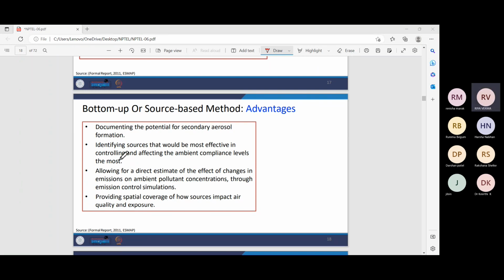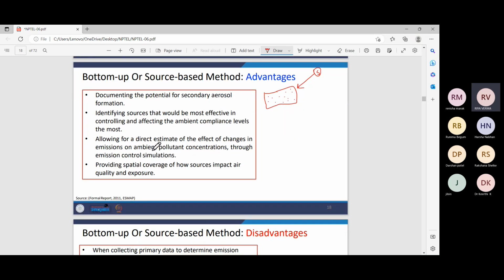And also it provides us some spatial coverage of how sources impact the air quality and exposure. Basically, we will have the level of pollutants at different points. For example, if we have this area, we'll have, at different points, the potential sources. We'll be able to identify that. So if a source is present here, for this source, what will be the level of impact at different locations, we'll be able to identify that. This is termed as your spatial variation.